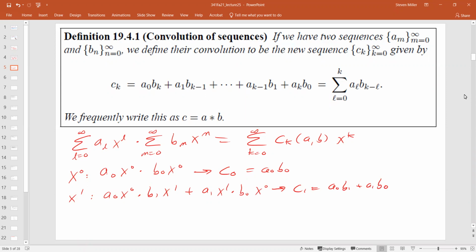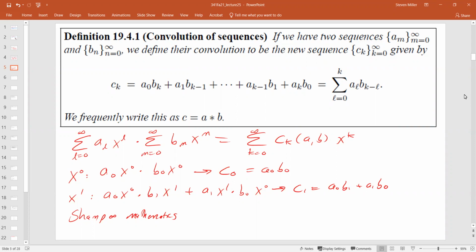And you can see that this process just continues. Again, it's shampoo mathematics. As we continue down like this, if I want to get a term x^k, if I have no x's from the first, I have to have k from the second. If I have one x from the first, I have to have k minus 1 from the second.